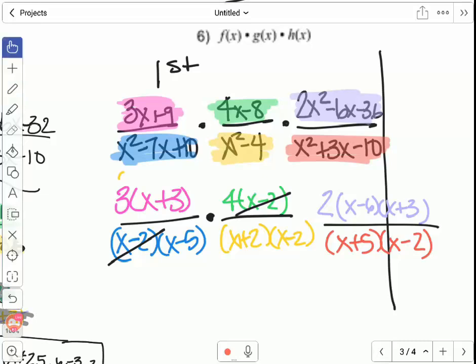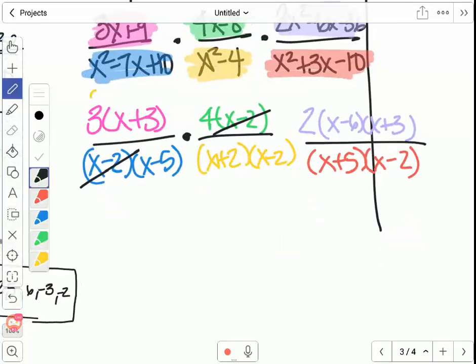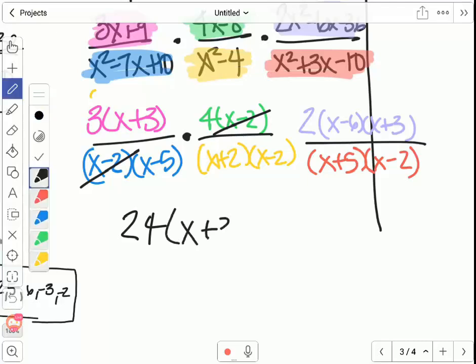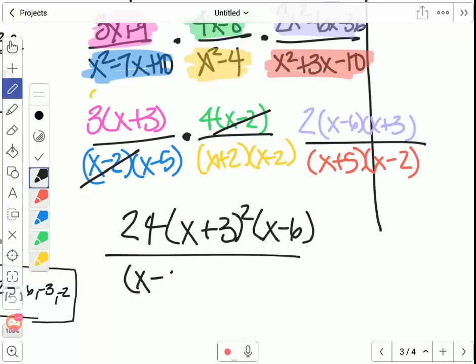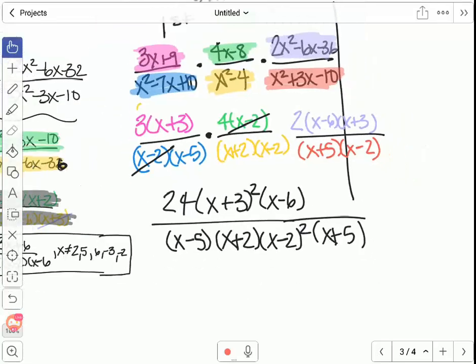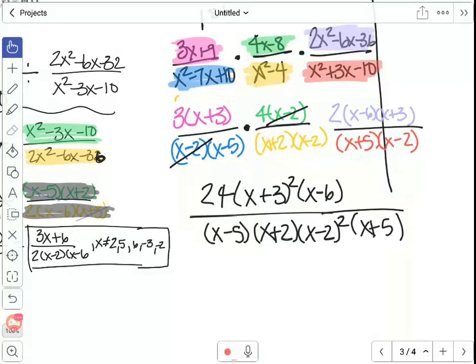So that answer ends up being 24 on the numerator, because I multiplied 3 times 4, which is 12, times 2 is 24, times x plus 3 squared times x minus 6, over x minus 5 times x minus 5, times x plus 2 times x minus 2 squared times x plus 5. The denominator looks pretty ugly just because of how big it is and how nothing canceled out, but that doesn't mean that we can't use it.